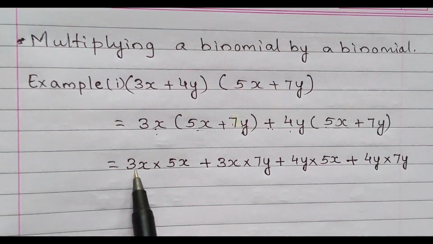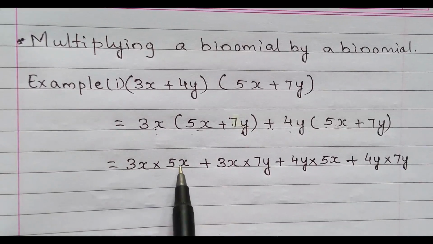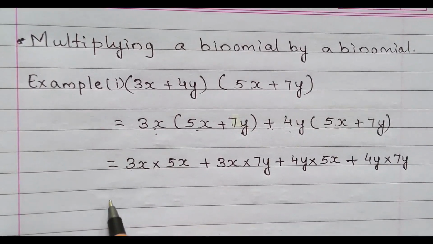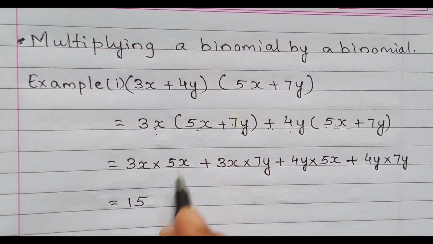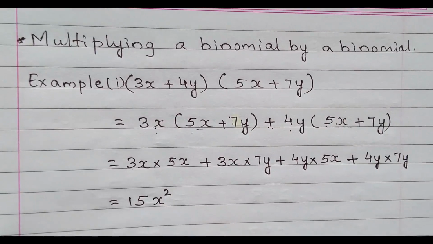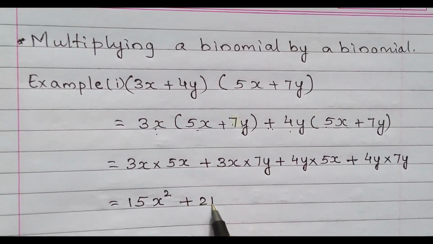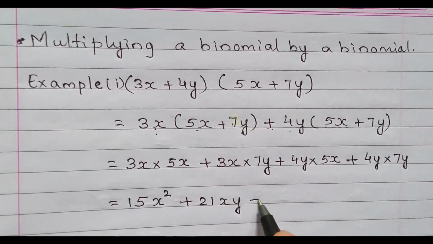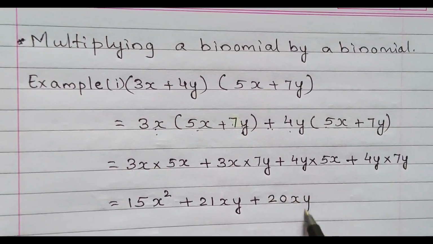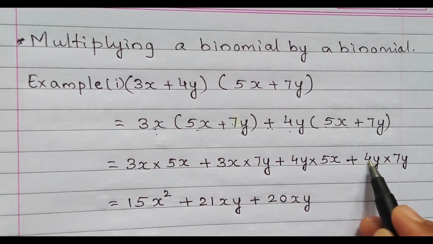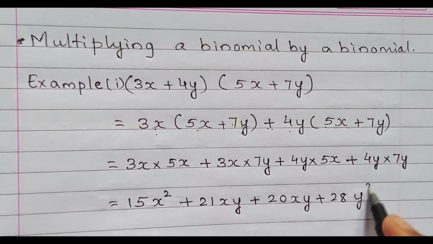Now this is a monomial multiplied by another monomial. So you will have 5 into 3 is 15, x multiplied by x will give you x square, plus 7 into 3 is 21xy, plus 5 into 4 is 20xy. Here you will get 7 into 4 is 28. Y into y will give you y square.